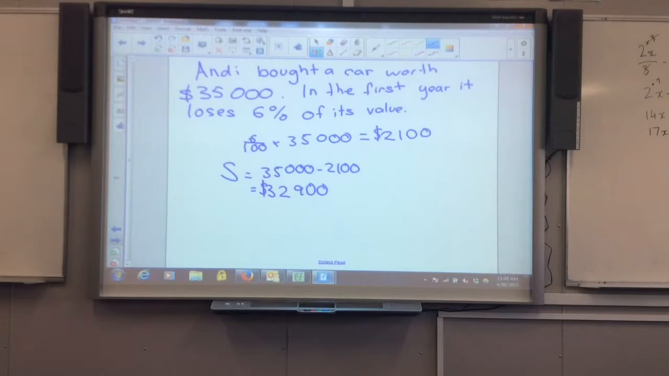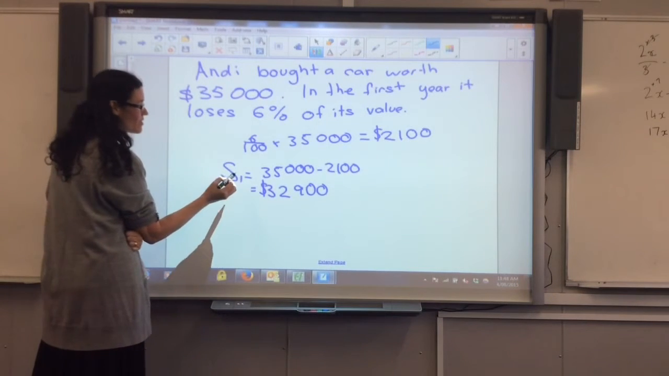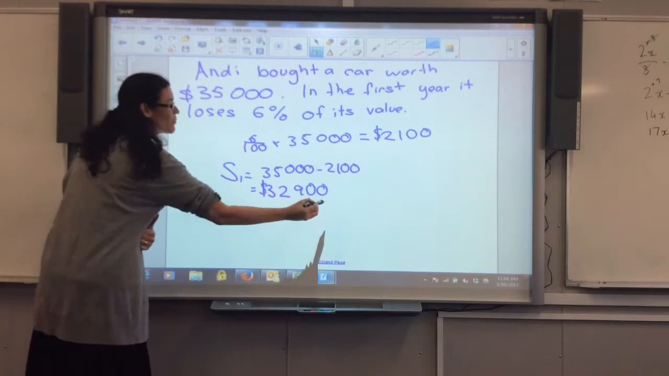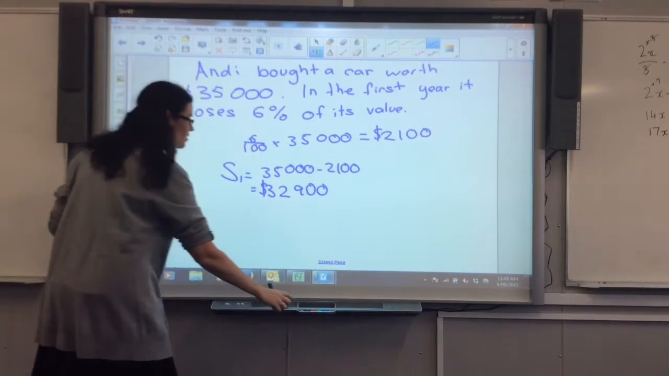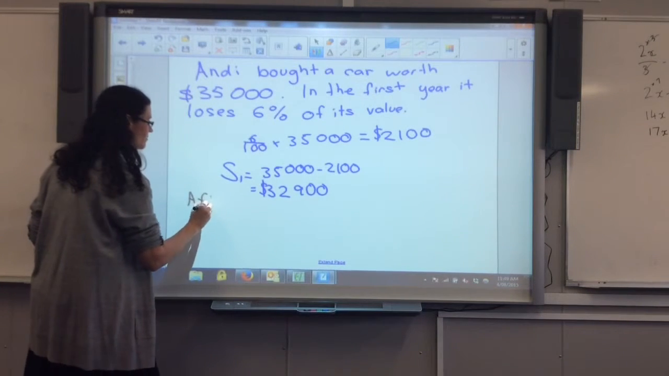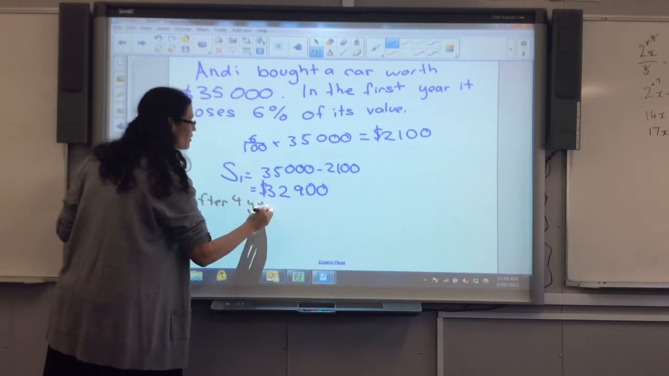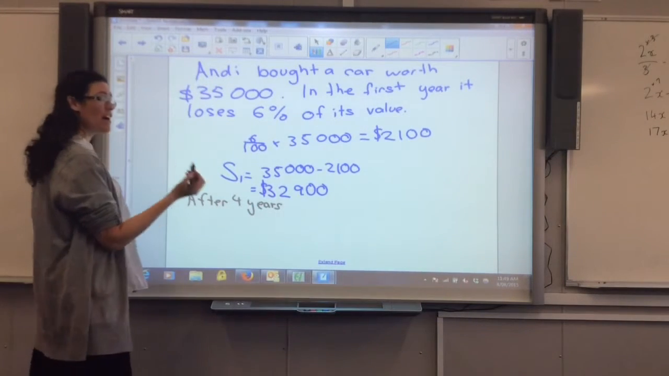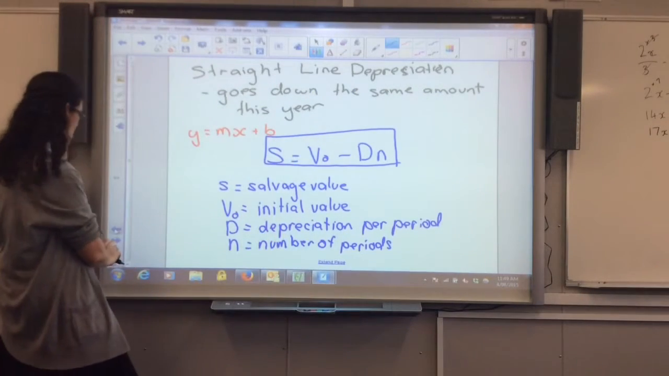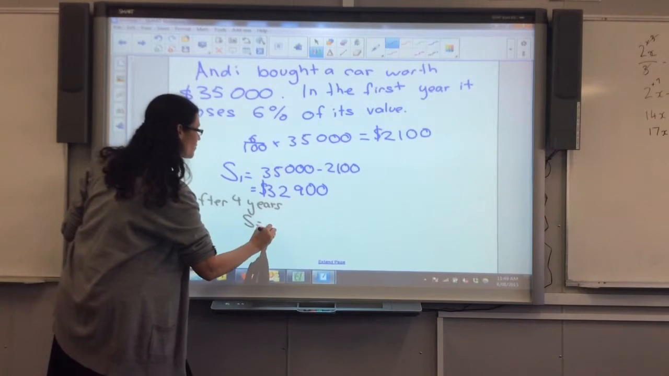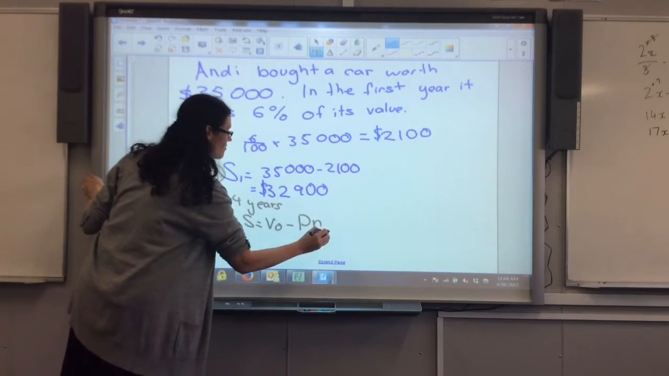Okay, so we know the salvage value after 1 year is this. So I'm going to add a subscript to my S and call that S1, because I know after 1 year, it's worth 32,900. Now I want to know what it's worth after 4 years. I'm going to use the rule that we wrote on the last page, which was S equals V0 minus dn. So S equals V0 minus d times n.